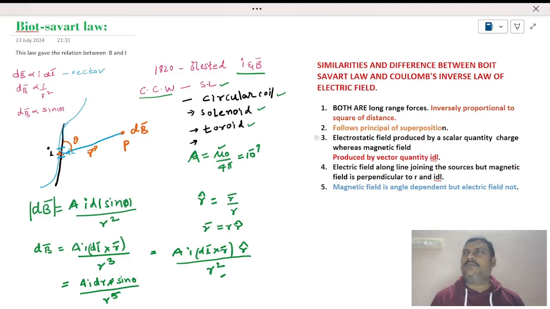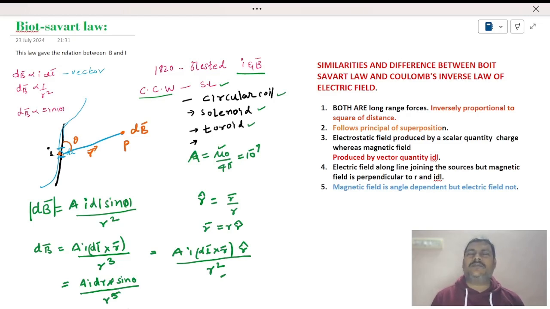Here are all the points I have given. The Biot-Savart law is also an inverse square law, like Coulomb's law and the inverse square law of gravitation, and it follows the superposition principle. It is inversely proportional to the square of the distance. That means these are long-range forces.